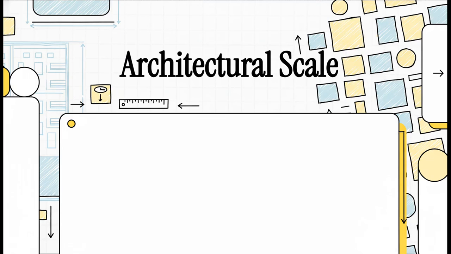Have you ever looked at a blueprint for a giant skyscraper and just thought, how? How does all of that fit onto a piece of paper? Well, it turns out there's a kind of secret language that designers use to make it all work. It's called architectural scale, and today we're going to decode it together.